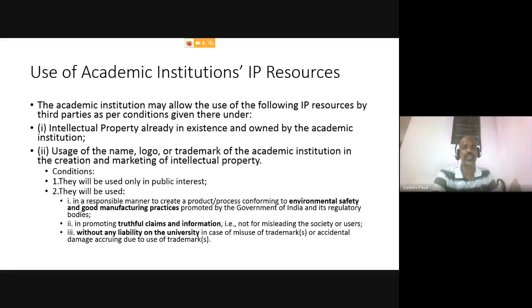Even if you license IP resources to a third party, you have to remember very clearly that it is conditional on environmental safety and good manufacturing practice being followed, and the industrialists and the third party need to truthfully claim and give all the information to customers. Any kind of liability that arises from such industrial application will not be on the educational institution or the university. It is the industrialist's or the third party's responsibility.